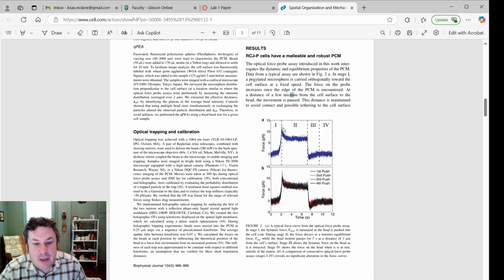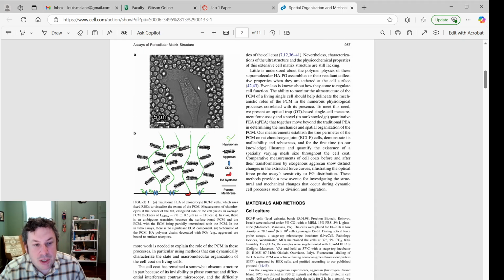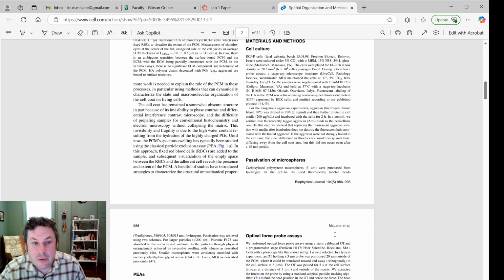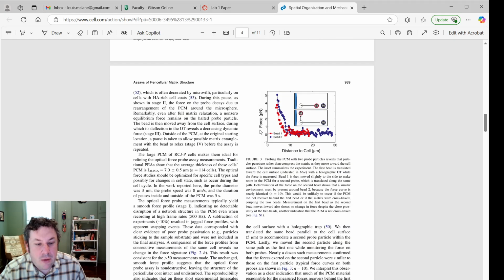And then immediately we have a data plot, and it's showing you the force, in piconewtons, over time, pushing a bead into this invisible network that you can see that's surrounding the cell. So basically I'm pushing a bead into this thing and watching the force push back on it. And this is the force assay looking at piconewtons.